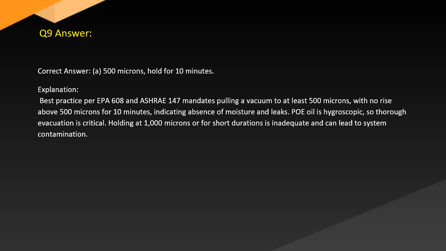Answer. Correct answer: A. 500 microns, hold for 10 minutes. Explanation. Best practice per EPA 608 and ASHRAE 147 mandates pulling a vacuum to at least 500 microns with no rise above 500 microns for 10 minutes, indicating absence of moisture and leaks. POE oil is hygroscopic, so thorough evacuation is critical. Holding at 1000 microns or for a short duration is inadequate and can lead to system contamination.